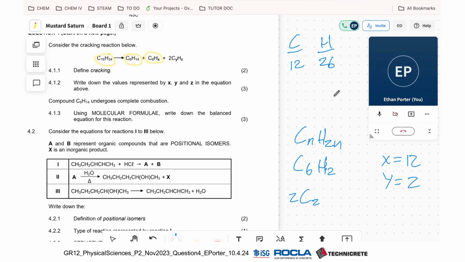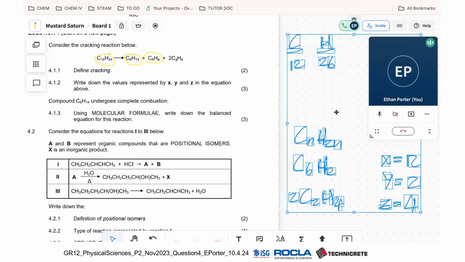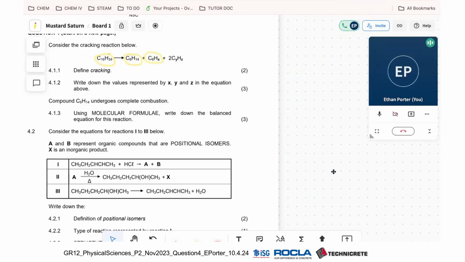And then hydrogens left. We started off with 34 and we've used 26. That means we have 8. And since there's a 2 outside, that means 4. So H4. So this is an alkene as well. And that means Z is equal to 4. So with some of these, you just gotta try it out and see what works. It's okay to make an initial assumption, even if it's wrong. That's fine. But yeah, moving on to the next question.